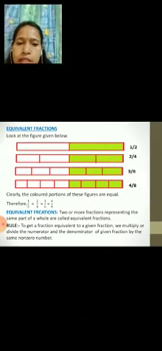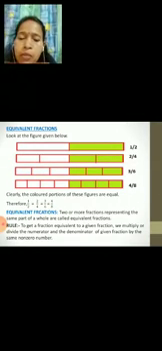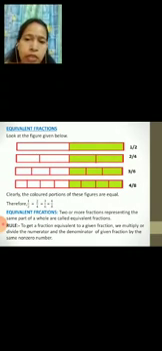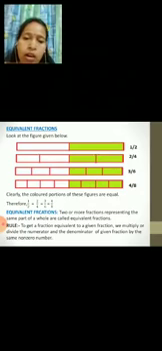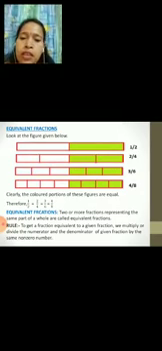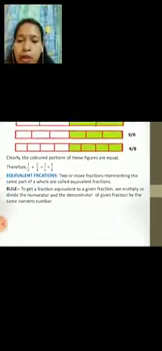Now rule: to get a fraction equivalent to a given fraction, we multiply or divide the numerator and the denominator of a given fraction by the same non-zero number. Means how you will find out the equivalent fraction? We have to divide or multiply numerator and denominator with the same number. Then we can get the equivalent fraction.